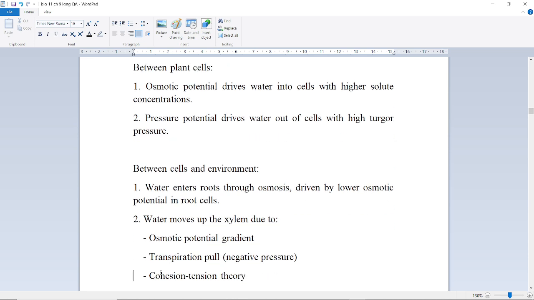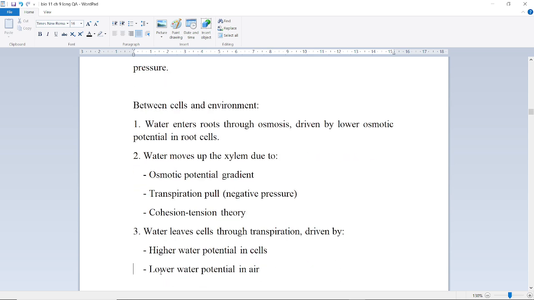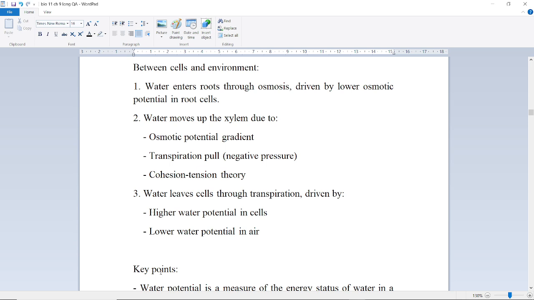Osmotic potential drives water into a cell with higher solute concentration. Pressure potential drives water out of a cell with high turgor pressure. Between cells and the environment, water enters the root through osmosis driven by lower osmotic potential in root cells. Water moves up the xylem due to the osmotic potential gradient, transpiration pull, and cohesion-tension theory. Water leaves cells through transpiration, driven by high water potential in the cell and lower water potential in the air.